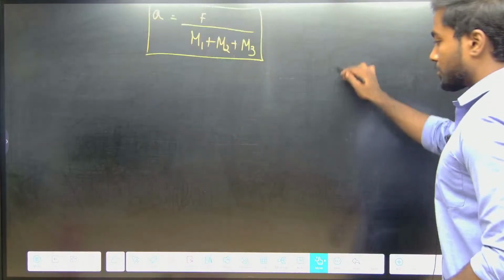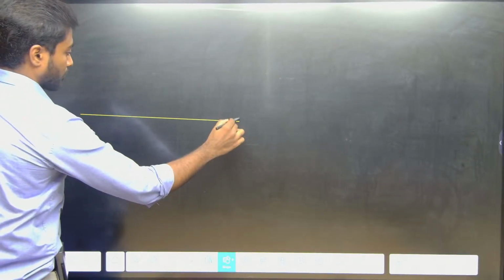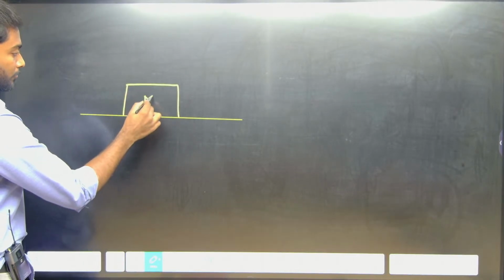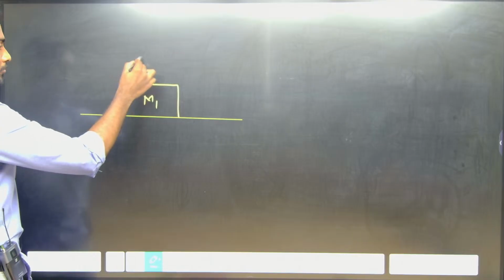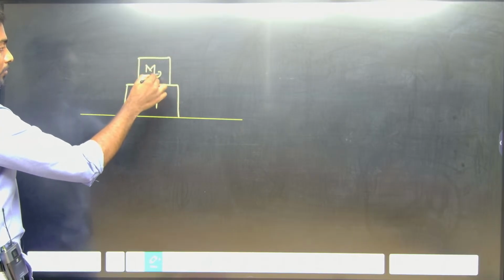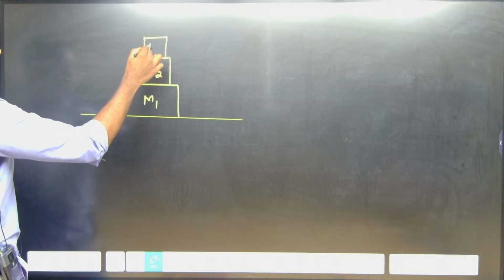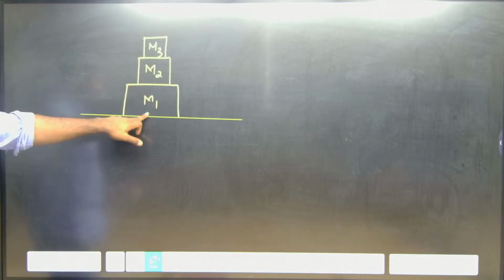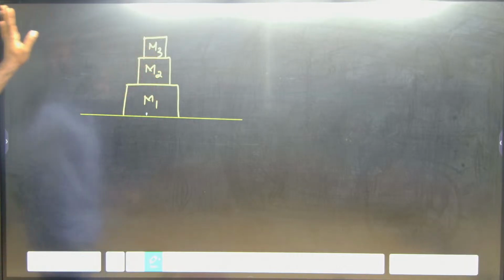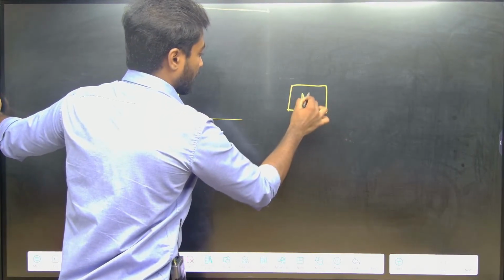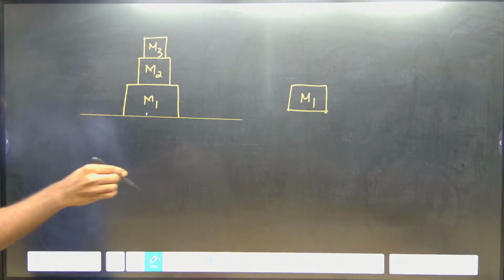So, the next one is, now I am considering a block M1, the other block M2. So, what is the normal force between M2 and M1, and if I consider M3, what is the normal force between M3 and M2? If I talk about this block M1, what forces are acting?